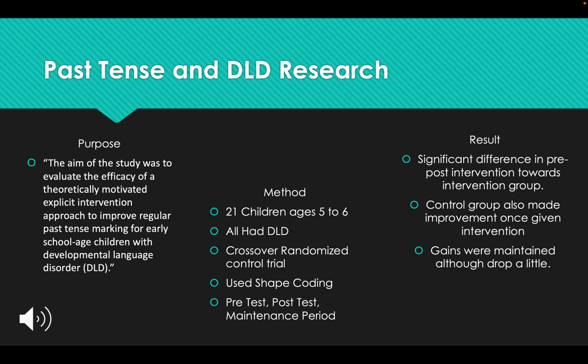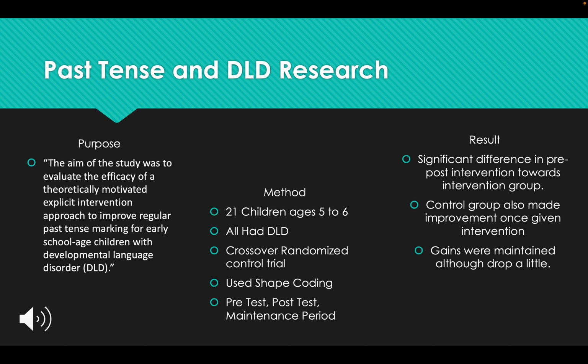The efficacy of an explicit intervention approach to improve past tense marking of early school-age children with developmental language disorders is the article I used to determine if shape coding was beneficial to DLD students learning past tense. They used a crossed-over randomized control trial that involved 21 children with DLD ages 5 to 6.